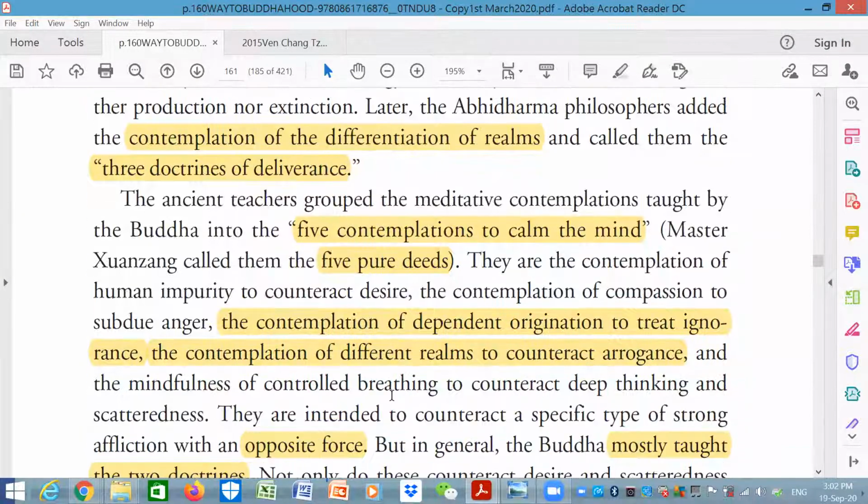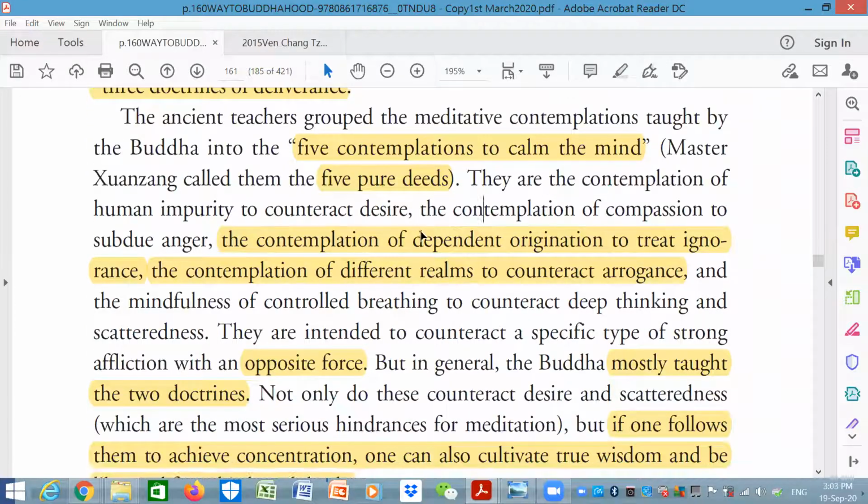Now we have different terminologies. The five contemplations to calm the mind, the five methods, Xuan Zhuang calls the five pure deeds. This terminology is not common in Theravadin Buddhism. Here we follow the same thing: dependent origination treats the ignorance. All right, now take a look.